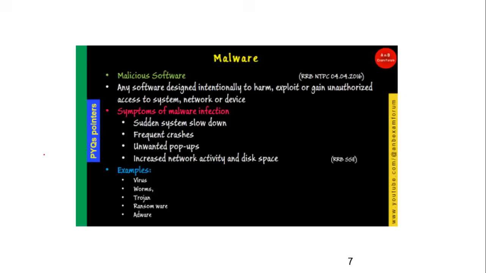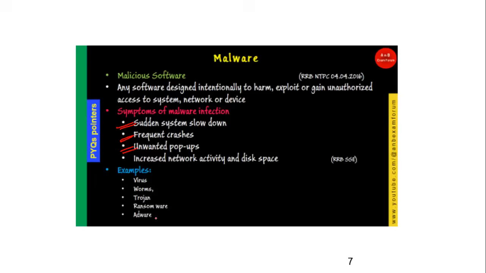So in that video we have covered everything. As you can see, we have discussed the symptoms of malware infection: sudden system slowdown, frequent crashes, unwanted pop-ups, increased networking speed, and this was asked in RRB, SSC. We have discussed in detail all the malware, from virus, worms, Trojan, ransomware, adware, and many others. It is a very useful video. If you see it, you can brush up your previous knowledge and benefit for your upcoming exam.